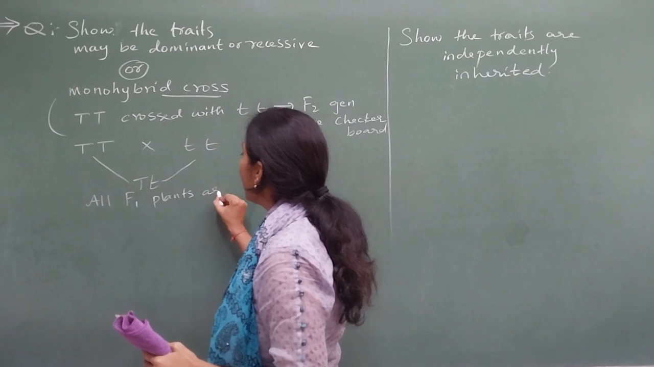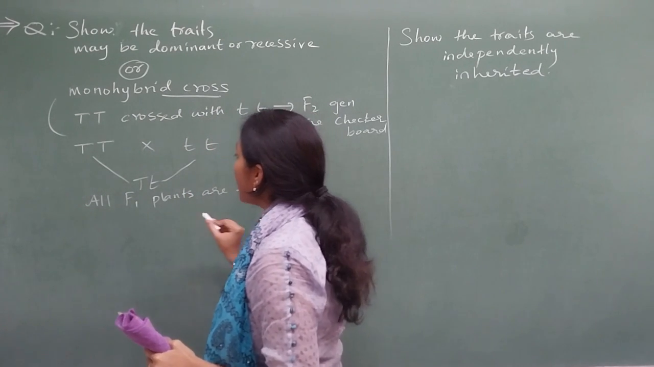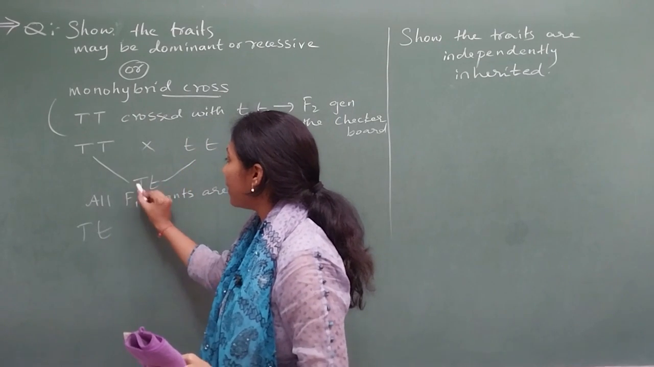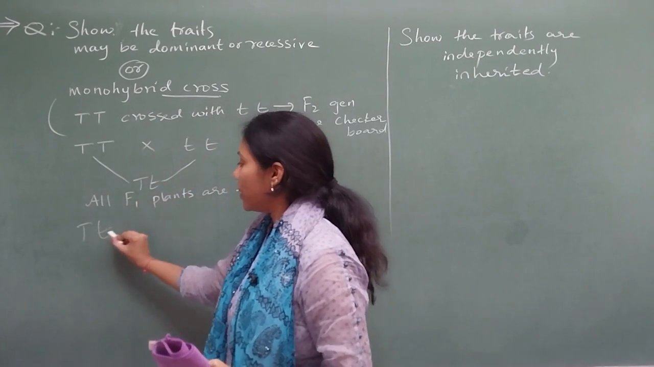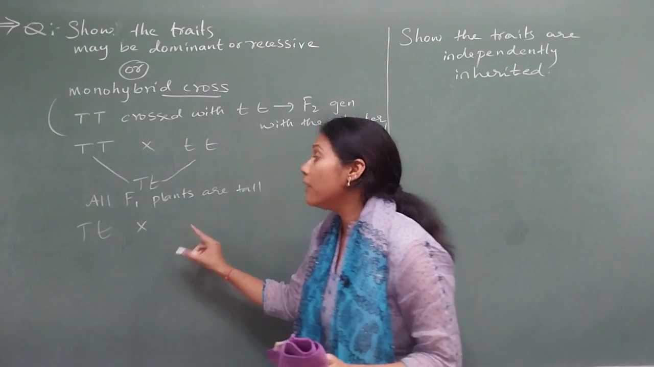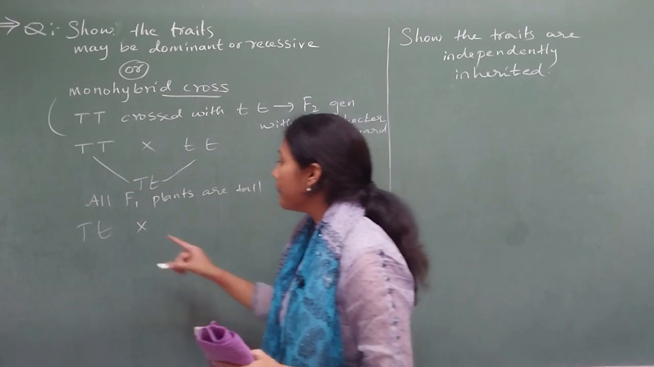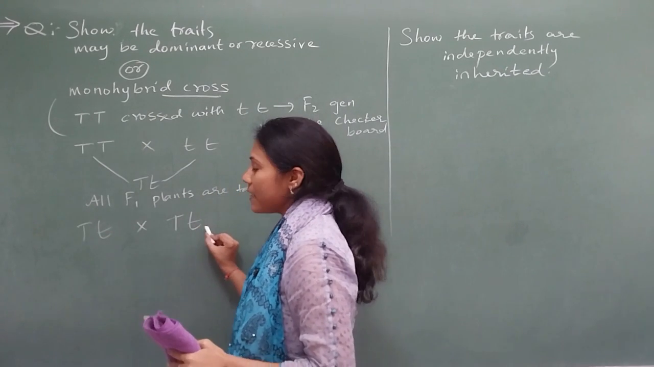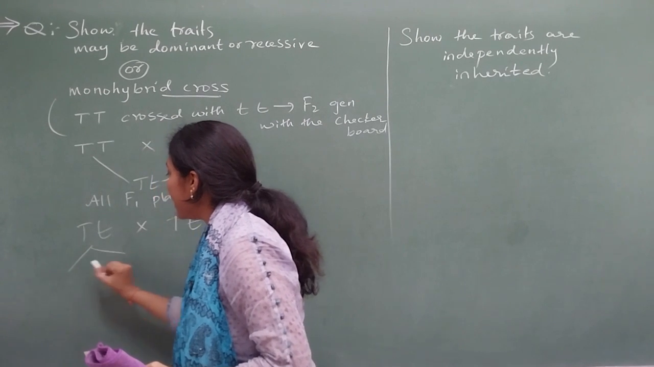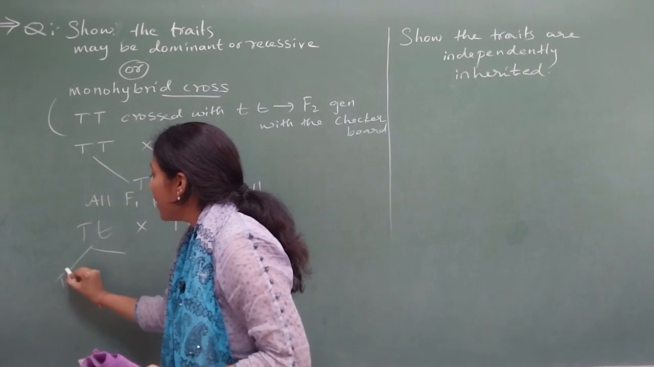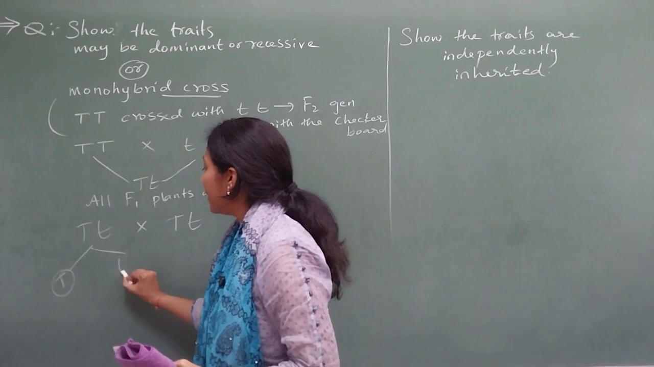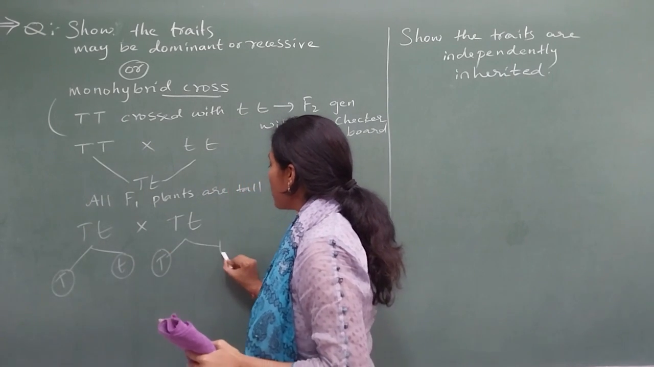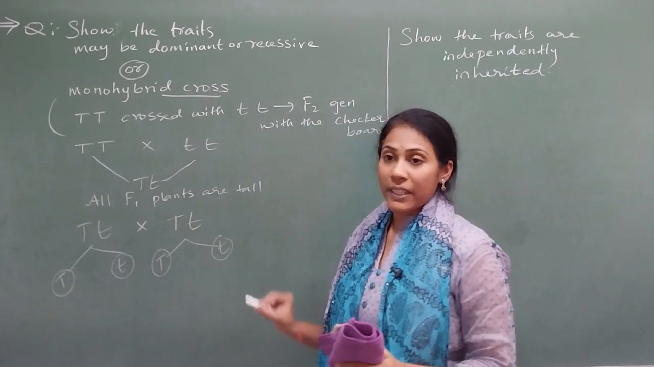Now for writing the F2 generation, you will take the same genotype. You will do a self pollination of plants here, capital T small t. And what are the gametes? The alleles will get separated in the gamete. Capital T, and small t is the other allele. Here also, the capital T allele and small t allele get separated during gamete formation.